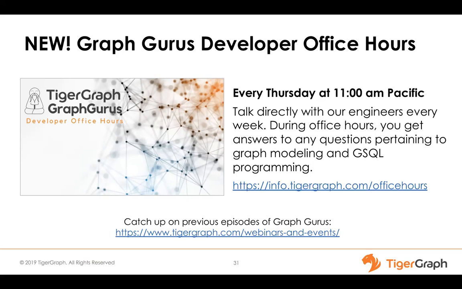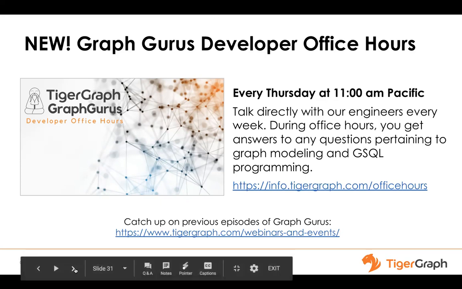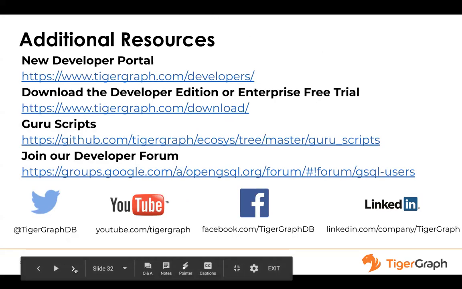As I mentioned, in Graph Guru 12 we covered how to use Kafka Loader. Watch it, and I encourage you to download the 2.3 developer version, go to the Bitcoin open source GitHub page, recreate the demo, and play with the Bitcoin data. It's very exciting.